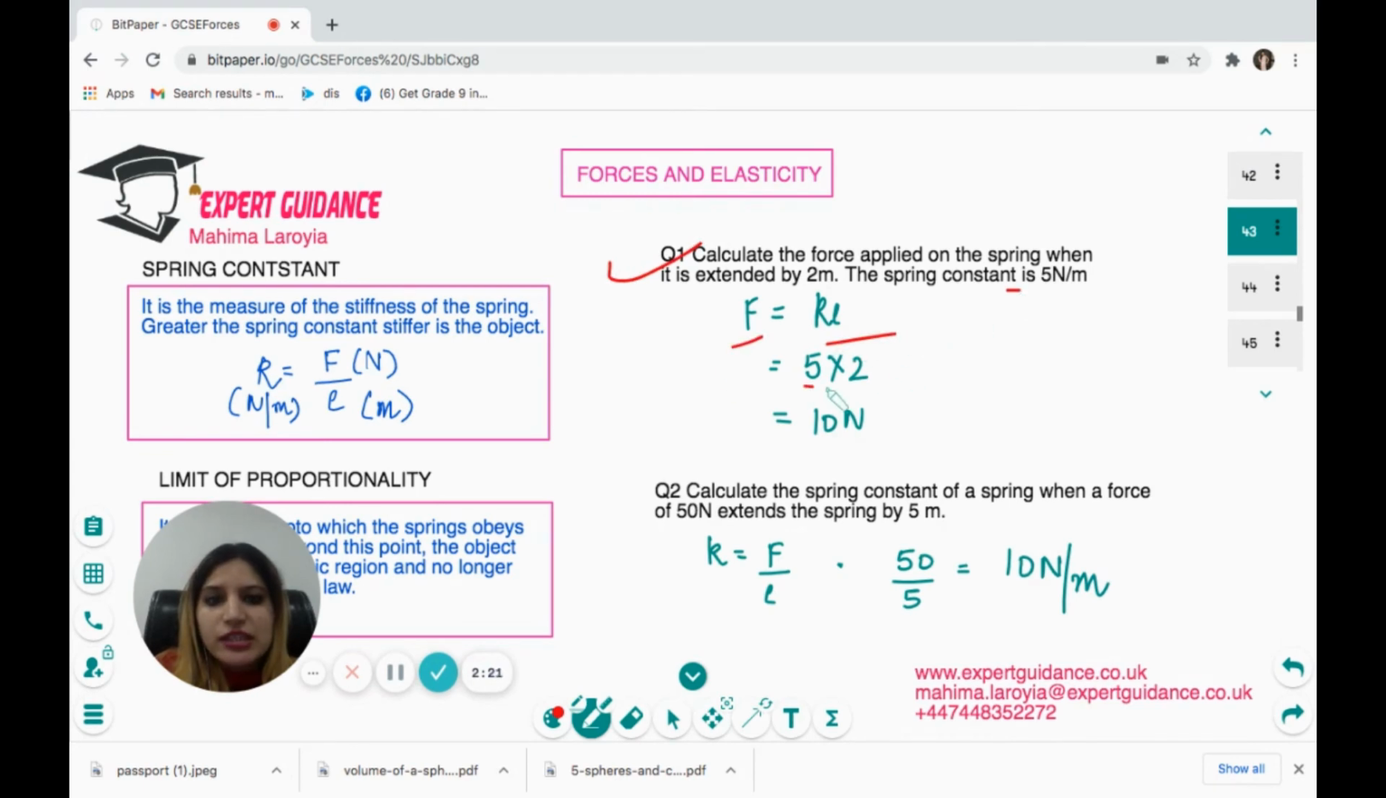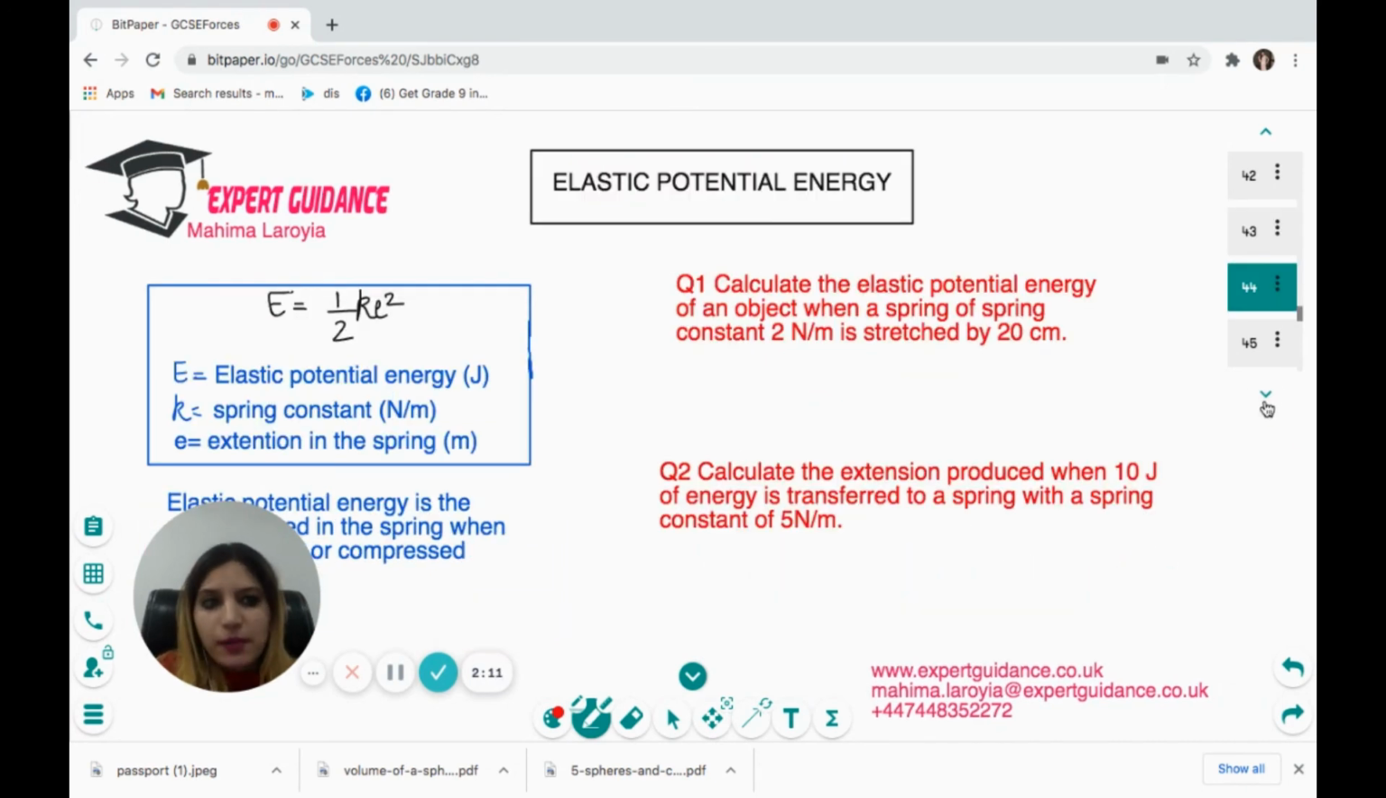Our spring constant is 5, extension is 2, so the force becomes 10 newtons. And for K, we'll do force over the extension. Force is 50 newtons, extension is 5 meters, so our spring constant is 10 newtons per meter.